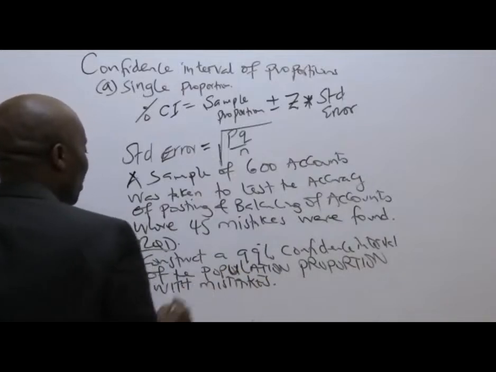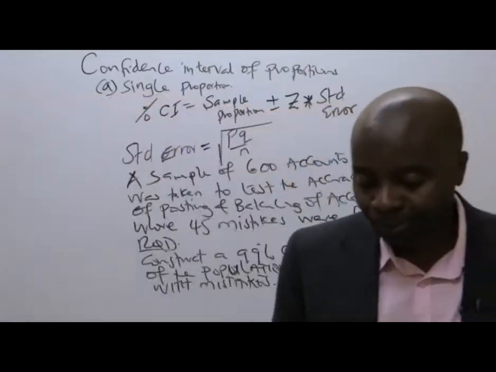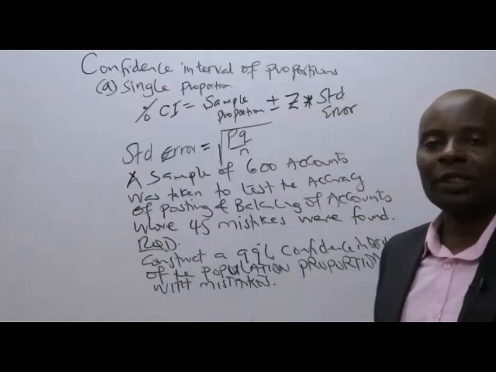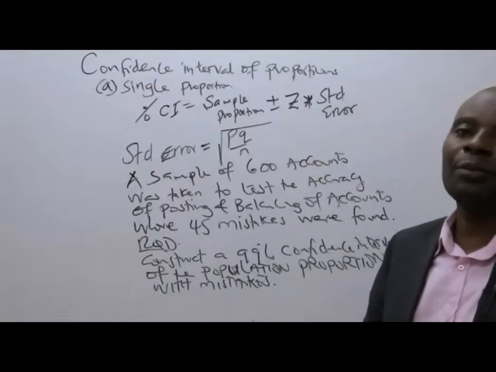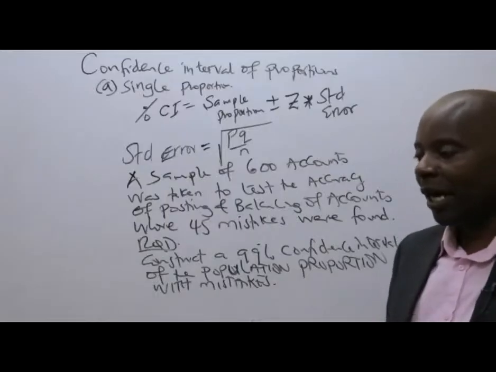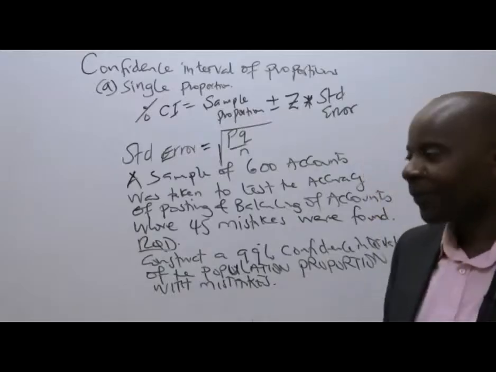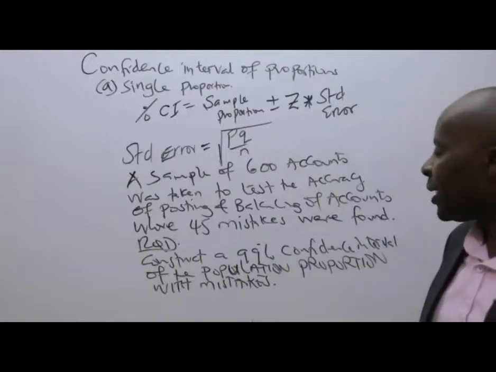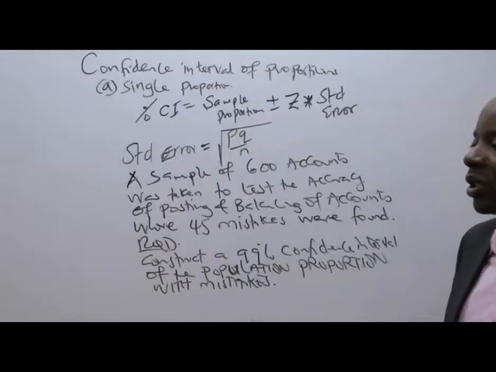For us to know the kind of audit techniques we shall be using, we would want to know the population mistakes. Where do they fall? What magnitude am I looking at? So construct a 95% confidence interval of the population proportion with mistakes.